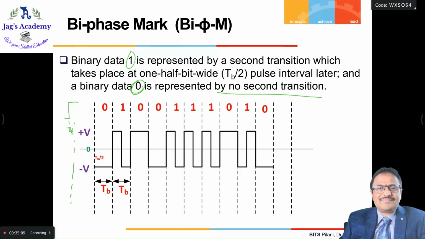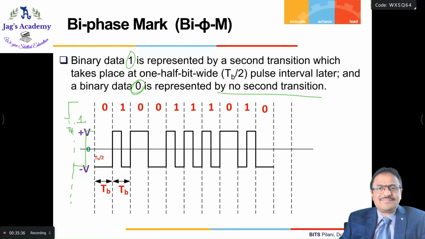This bit can also be like this. Yes or no? Right? This bit can also be like this. There's a second transition. Where will the second transition be? Either 0 or 1. Where? 1, exactly. Then this bit is 1. If the pulse before this is given like this, then this bit will be 1.